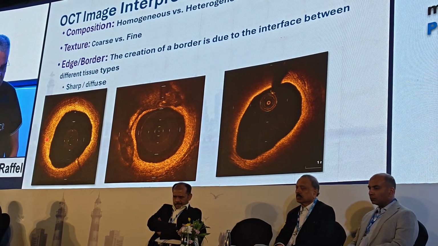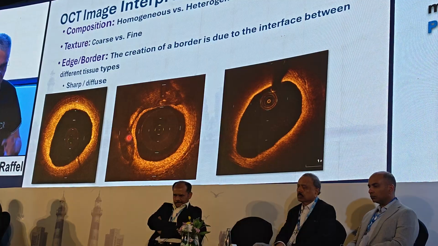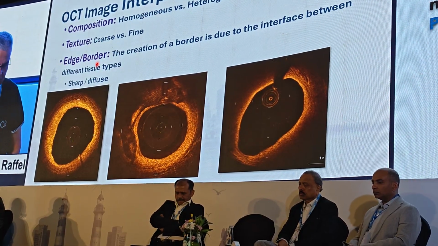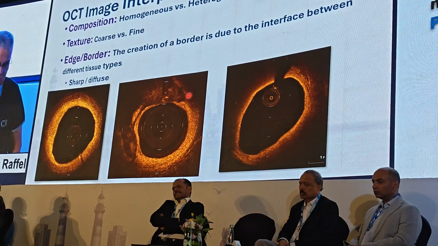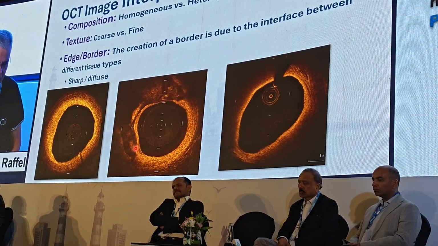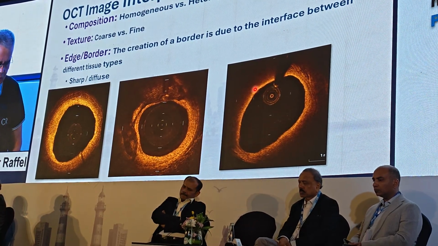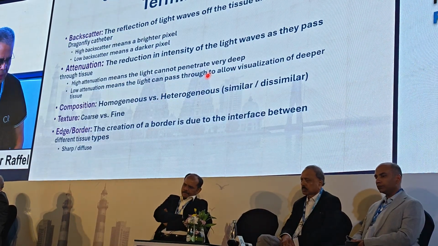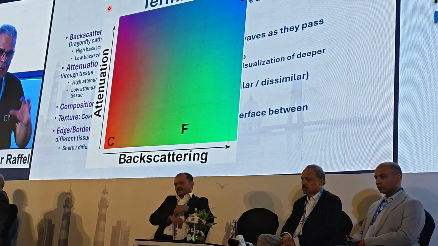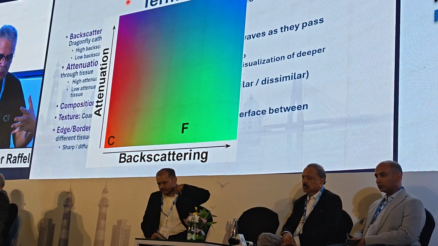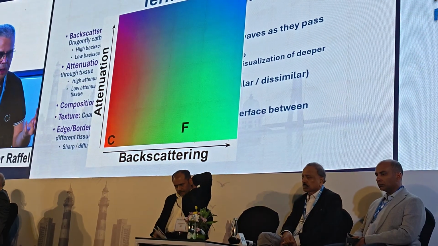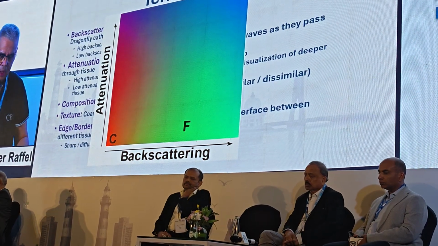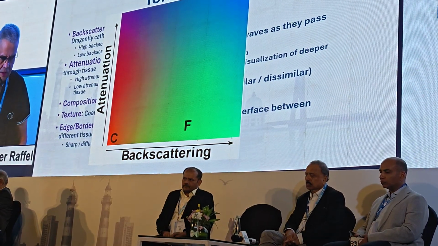A few other things: composition. Is it homogeneous like this or heterogeneous? The texture, coarse or fine, and what's the border like? Is it a clear, sharp border like we see here through this bit of calcium, or is it a diffuse border here in this lipid plaque? And we can put all of these together based on the character. Is it lipid, is it fibrous plaque or calcium, based on its backscattering and attenuation.